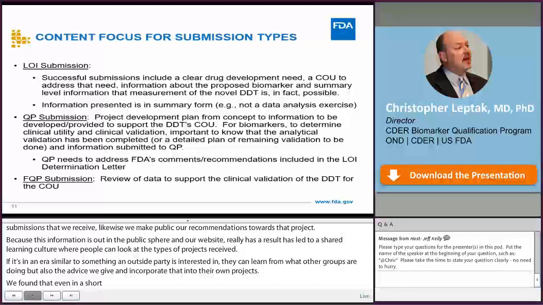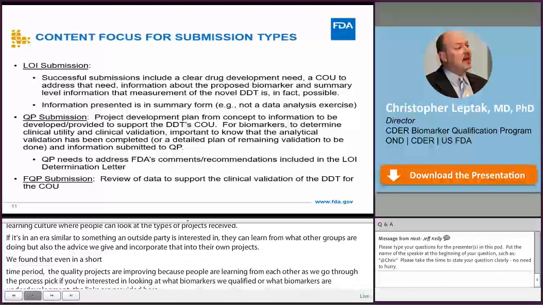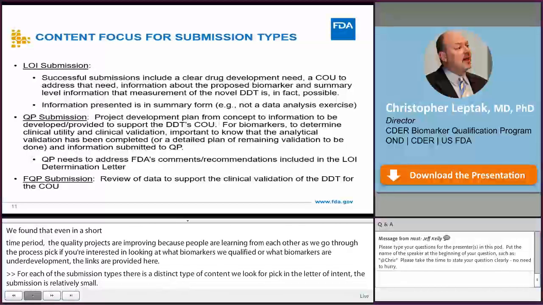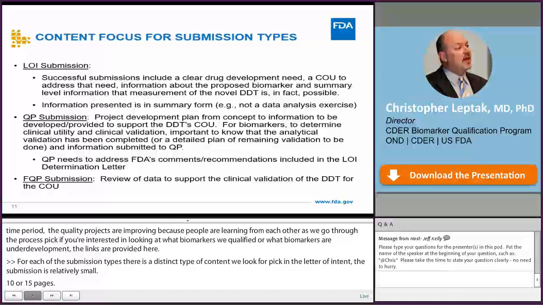For each of the submission types, there's a distinct type of content that we look for. In the letter of intent, the submission is relatively small, 10, 15 pages, not long. It's not meant to be an NIH grant proposal. And the main components that we're looking at in the letter of intent is, what is the drug development need?